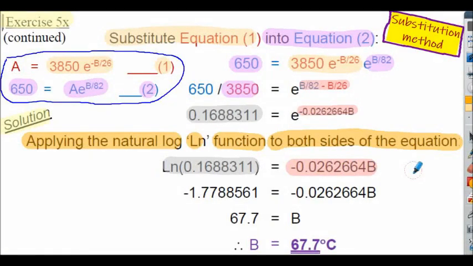We now essentially have an algebraic equation to solve, one unknown in one equation. We solve by rearranging. On the next line, I've just evaluated the natural log function. So to find the value of b, I simply divide both sides by this value here, and that allows us to calculate b, which is 67.7 degrees C.